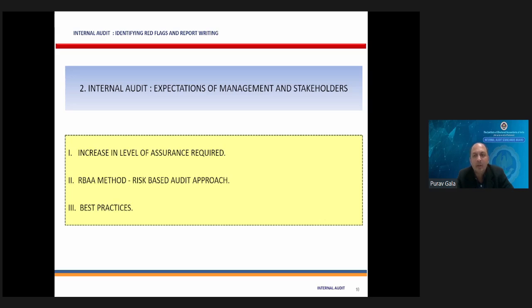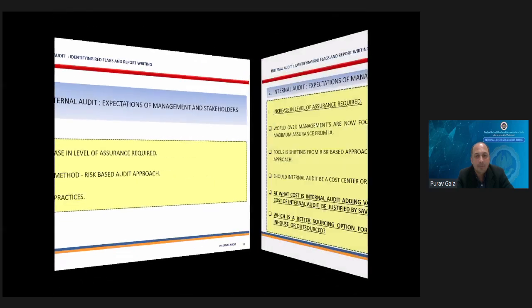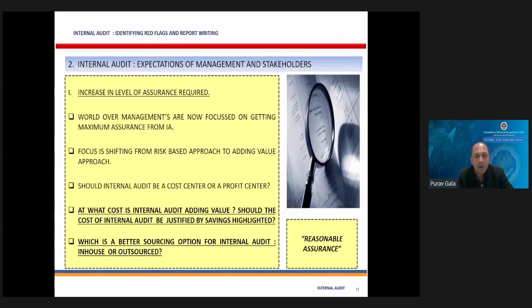So how do we give reasonable assurance through an internal audit mechanism? That is what we look at in the next couple of slides. How I plan my audit is very, very important, and what the best practices are today is what we will see. A couple of questions always come up with respect to audit or internal audit.